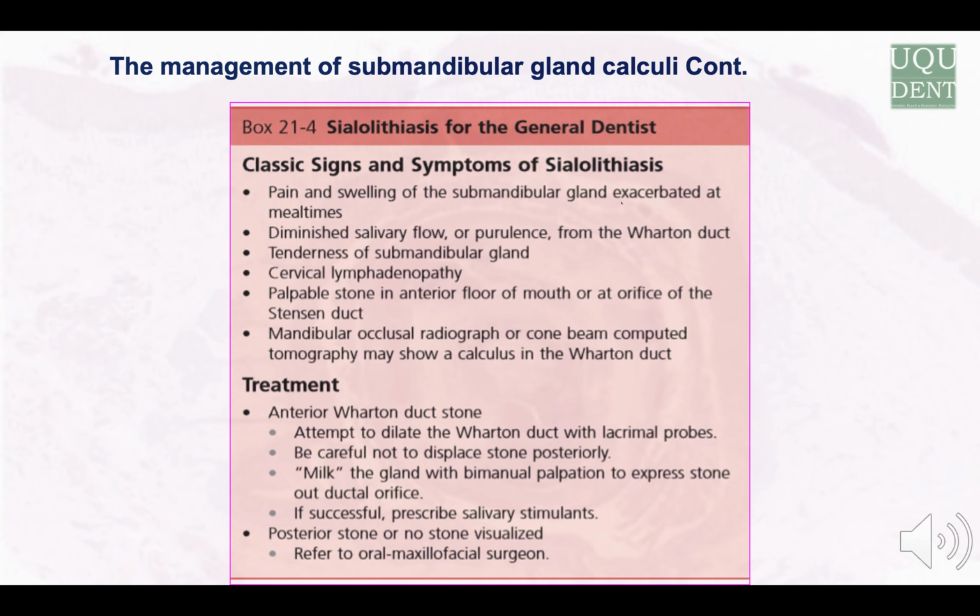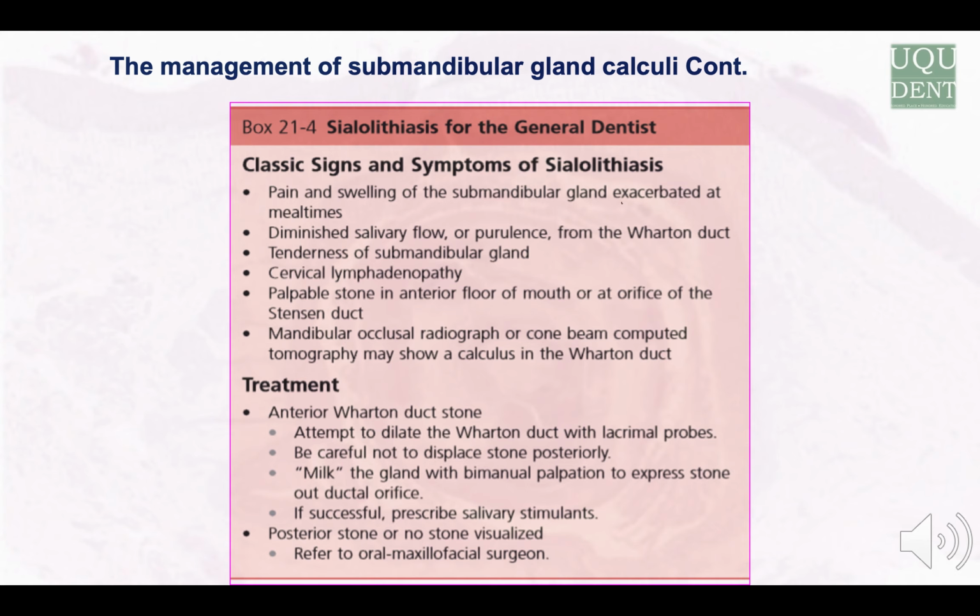There are two locations for the stone in the duct. It could be an anterior Wharton duct stone or a posterior one. If it's in the anterior, it means it's near the floor of the mouth. So you have to attempt to dilate the Wharton duct with the lacrimal probe. Be careful not to displace the stone posteriorly. If you apply some pressure with the probe and try to dilate the orifice, sometimes instead of dilating the orifice, you're going to push the stone back. So be careful not to displace the stone posteriorly.